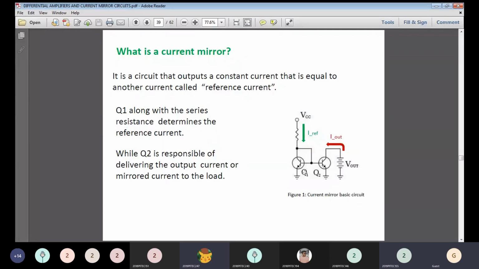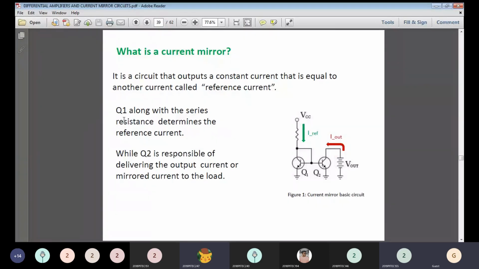Generally, a mirror is a reflection of the original version, right? In the same way, here the output current is a constant current that is equal to another current, which we represent as the reference current. From the diagram, you can easily understand that this is your reference current and this is the output constant current, which is the mirror of the reference current.